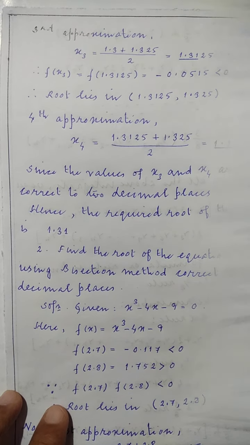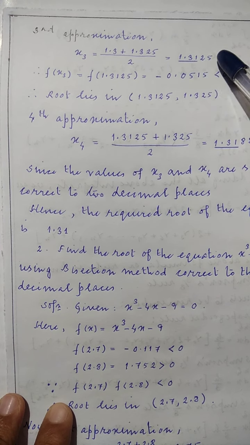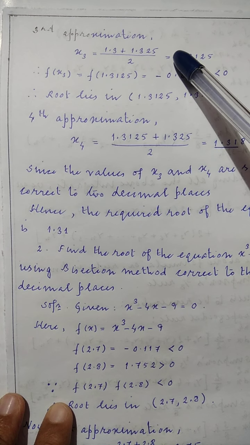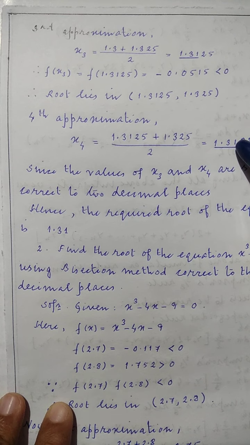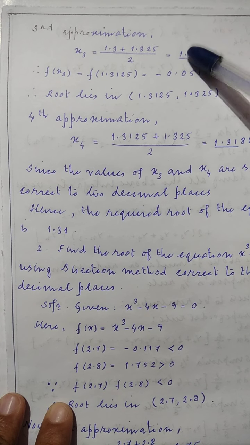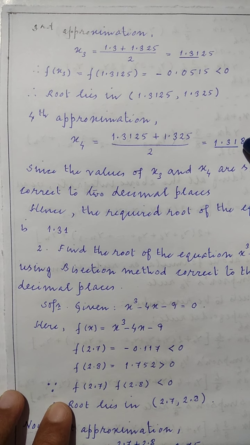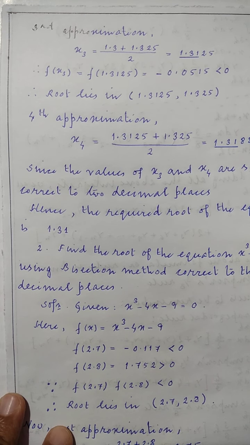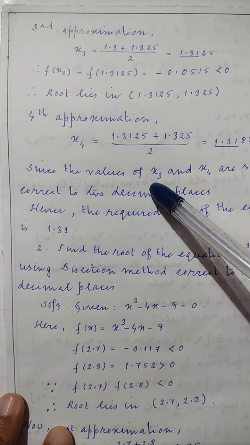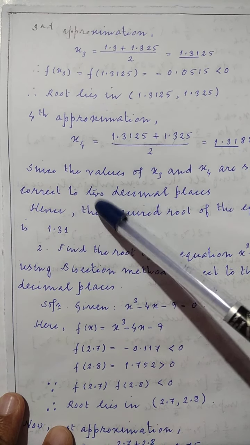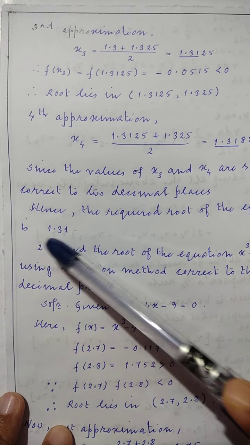So if you see the third approximation, the value 1.3125, after decimal you see the 2 digits, here 31. And in x4 also, after decimal 31. So that means the values of x3 and x4 are same, correct to 2 decimal places. So in that case we can stop the process as per the instruction given in the question. So we can write, since the values of x3 and x4 are same correct to 2 decimal places, therefore the root of the equation we can consider as 1.31.